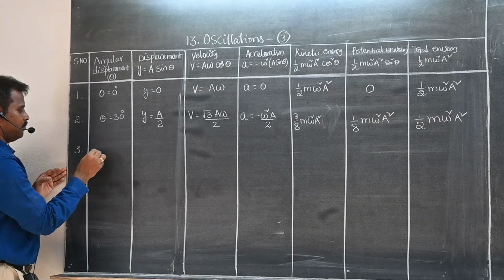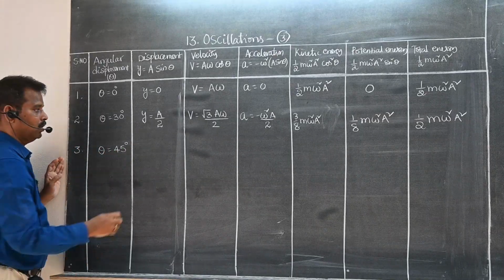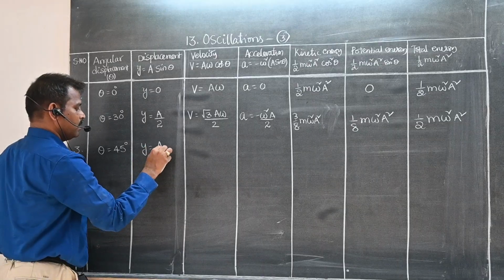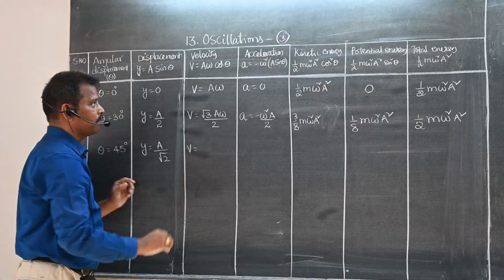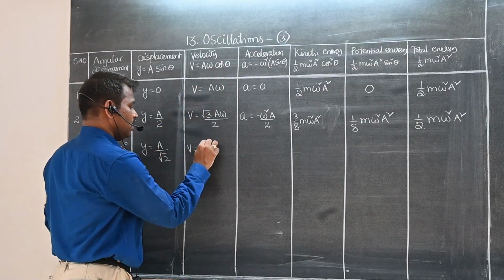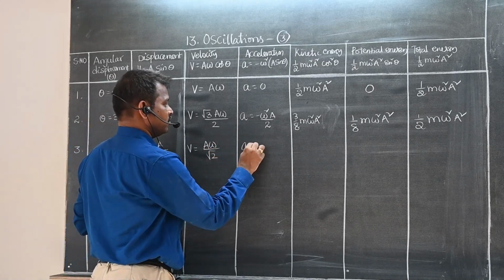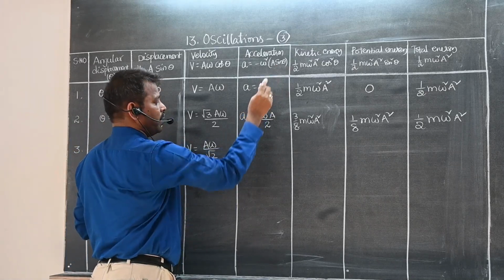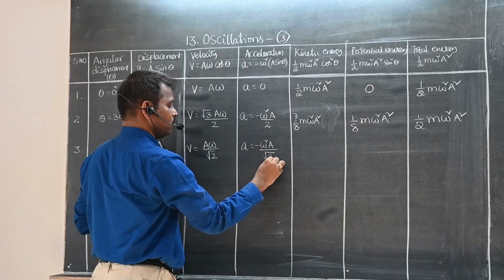Third serial number, if theta is equal to 45 degrees, then what is y? A by root 2. What is velocity? A omega cos 45, which is 1 by root 2, so A omega by root 2. Acceleration at theta 45 is minus omega square A by root 2.